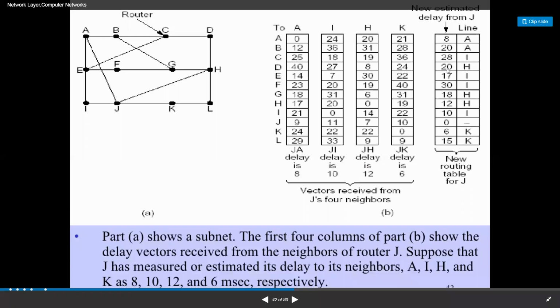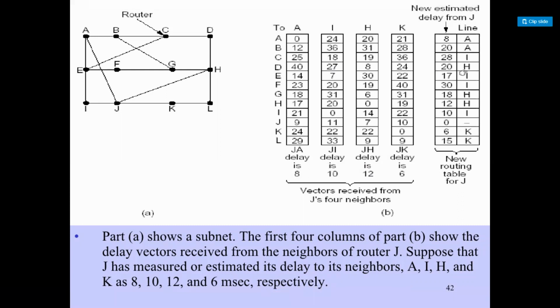Now, J to D. J to A is 8. A to D is 40. That is 48. J to I is 10 and I to D is 27. 27 plus 10, 37. 8 plus 12, that is 20. Next 24 plus 6, 30. The least value is 20. So J to D is 20 and the line is H.